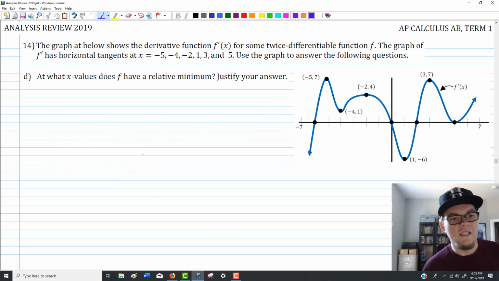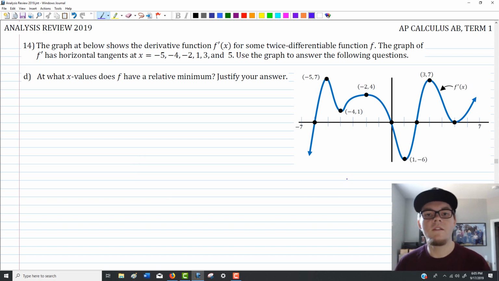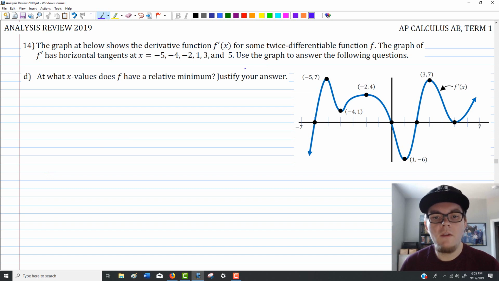Okay, that's 14D. At what x values does f have a relative minimum? Well, once again, I'm going to think about what that means first. So f having a relative minima looks like this. That means that we want f to go from decreasing to increasing. That's the same as saying we want f prime to go from negative to positive. So there's our thought. We're looking for negative to positive.